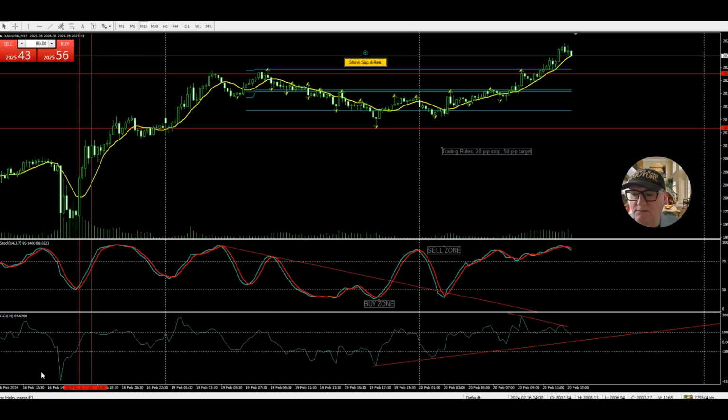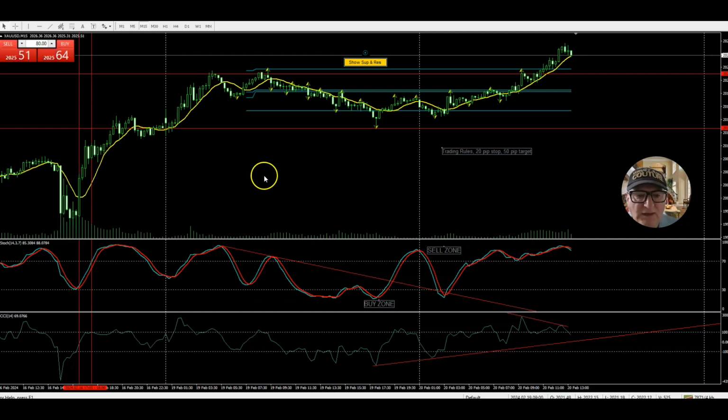So let me just go over the rules. The first thing is we're looking for trading rules. We're looking for a 20 pip stop and a 50 pip target. That's it, nothing more, nothing less. Therefore you know exactly what your stop is and you know exactly what your target is, so you can just set and go. You don't have to be looking at it any longer.